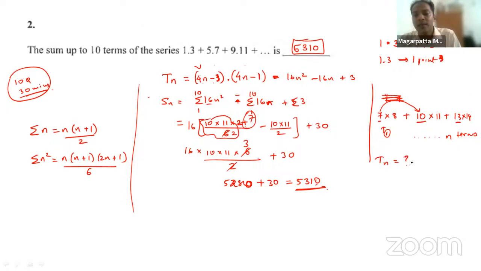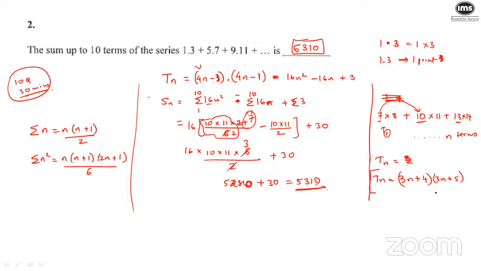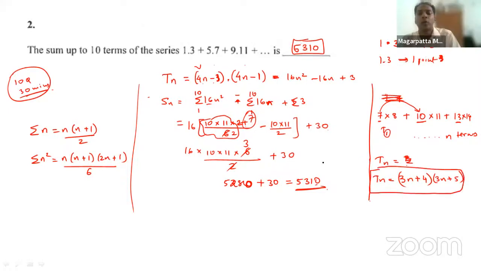So can I say here the Tn would simply be 3n plus 4 into 3n plus 5? Makes sense? Yes, sir. All right, moving on. So this was the first question that we did. This was for me a type A question.